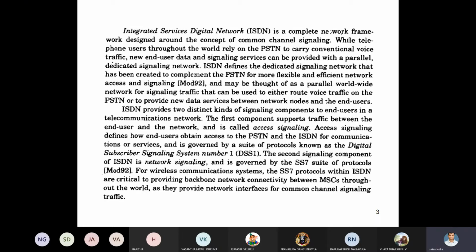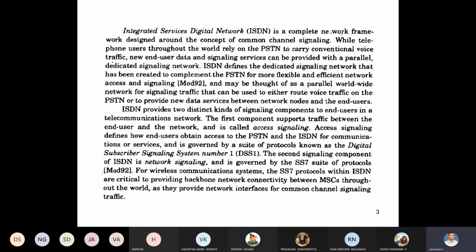What is the basic service of PSTN? The basic service of PSTN is to transmit voice through twisted pair cable to the end users. Now we are using the same network to transmit data and signaling. That is, we have to add another network to the existing PSTN network. It's called the ISDN, Integrated Services Digital Network.